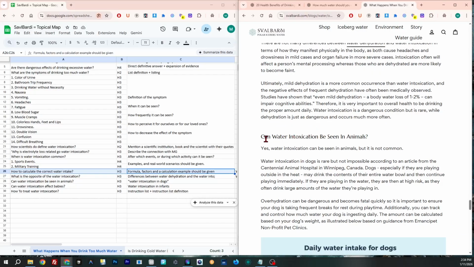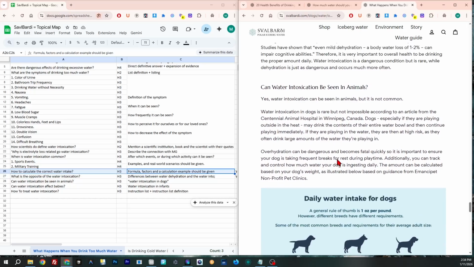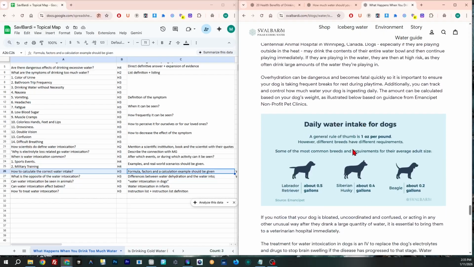Then the next is, can water intoxication be seen in animals? We directly answer with a yes or no, and we protect the question format. We did not use all the animal names here because you already know it is not our main context. So in this situation you need to use representative ones. Here we use representative dogs or pets, and we also use images giving different values.